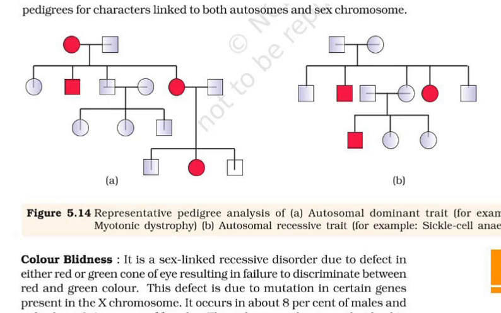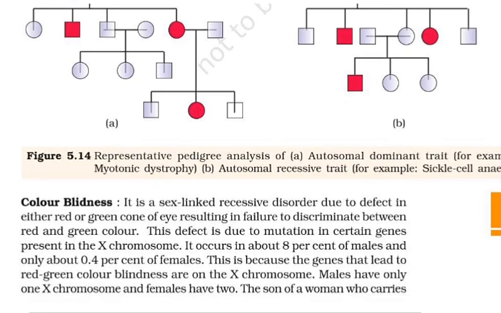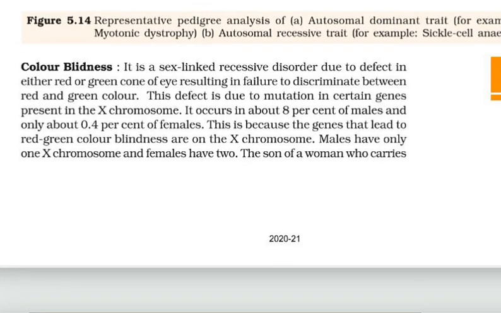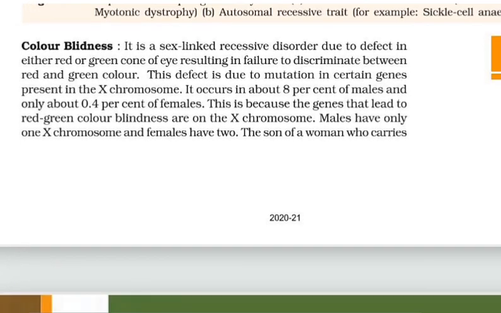यहाँ पे दिया हुआ है, ठीक है, रिप्रेजेंटेटिव पेडिग्री एनालिसिस दी हुई है, जिसमें फर्स्ट दी हुई है ऑटोसोमल डोमिनेंट ट्रेट. ऑटोसोमल डोमिनेंट ट्रेट का एग्जांपल है मायोटोनिक डिस्ट्रॉफी, और सेकंड दी हुई है ऑटोसोमल रेसेसिव डिसऑर्डर, that is autosomal recessive trait. For example, sickle cell anemia is the recessive trait, and myotonic dystrophy is autosomal dominant trait. Clear?